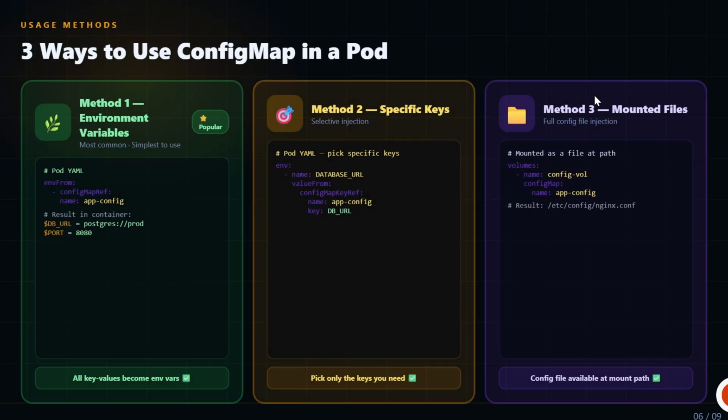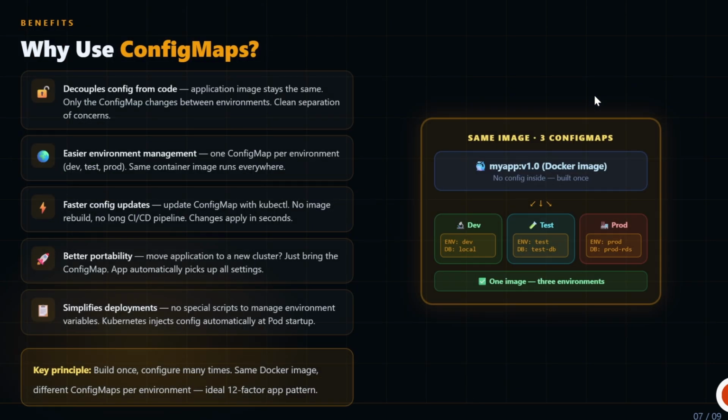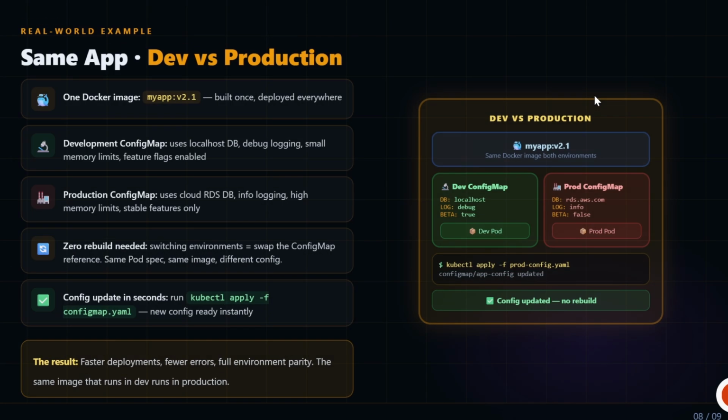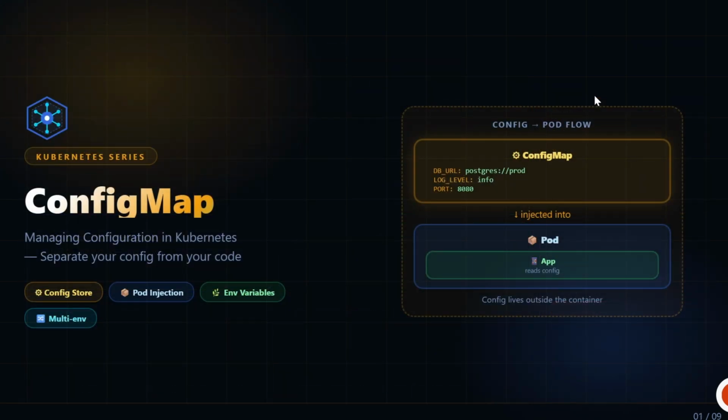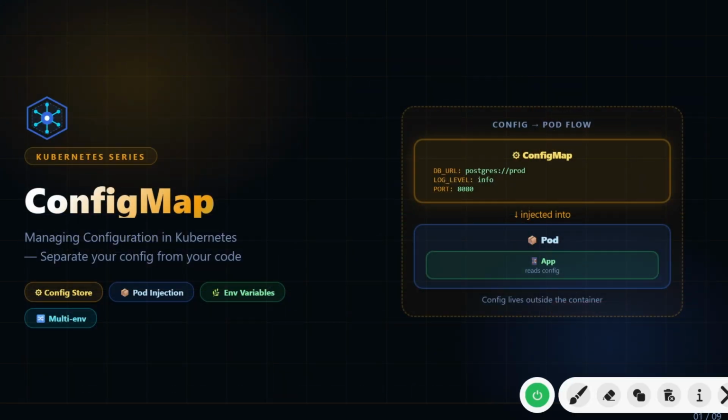works. And also we will be seeing top 3 ways to use the config map in your pod, and also seeing why to use a config map, how exactly the same application works in both the development and production with the two different config maps. And also we'll be seeing a complete picture or a quick recap about the discussion. So without further ado, let's enter into the video and have a discussion.